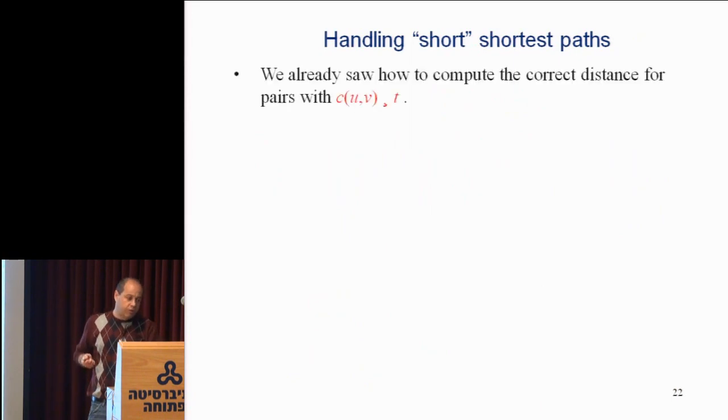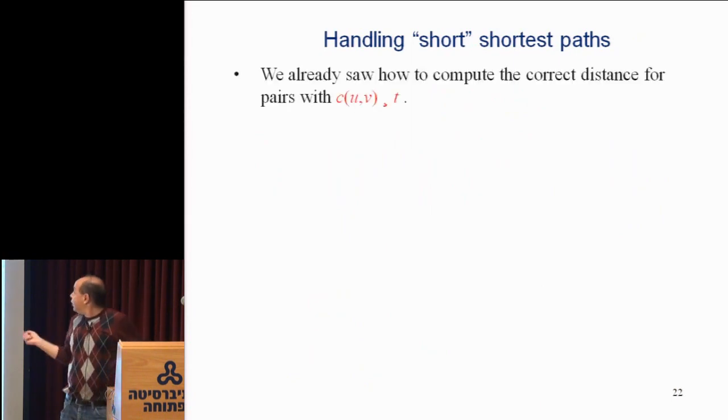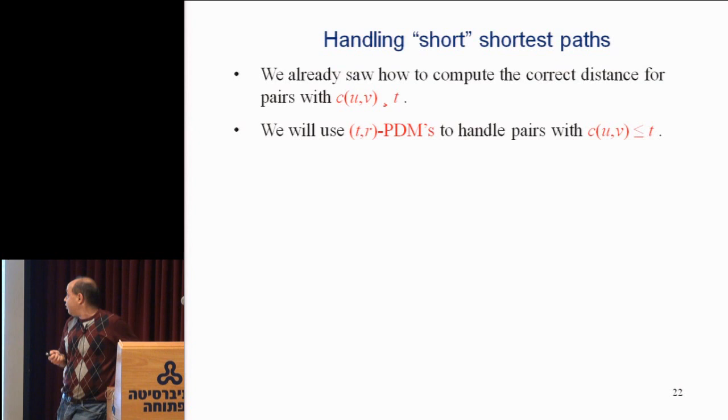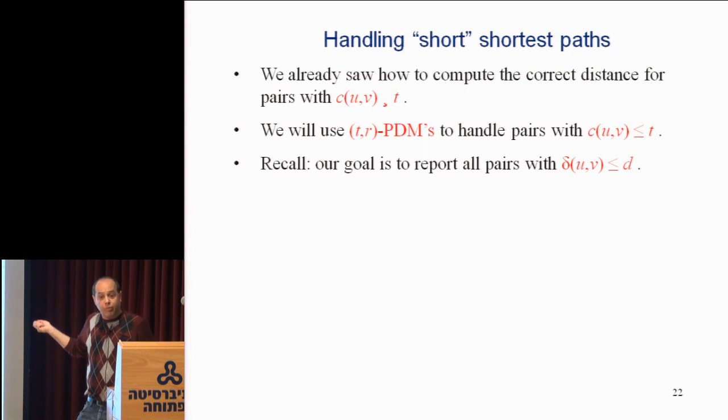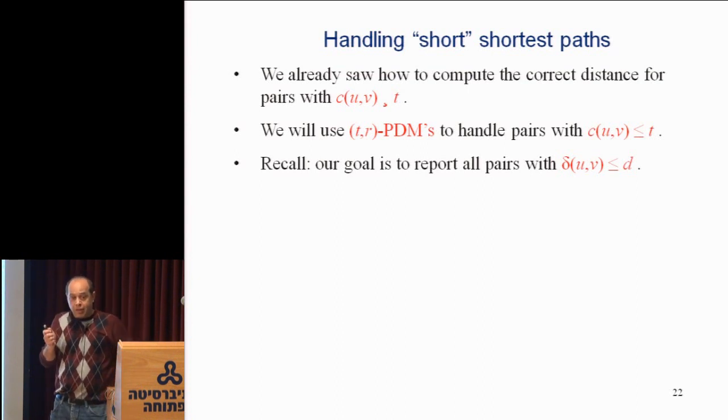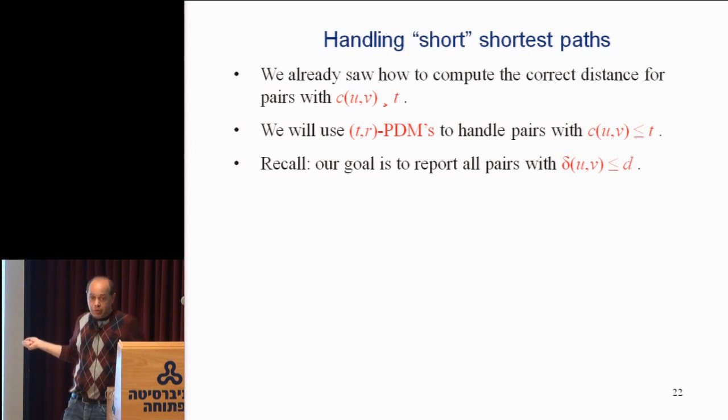Okay, so this was partial distance matrices, and now let's see how we glue it all together. We already saw how to take care of all pairs where CUV is large, at least T. And now we want to use partial distance matrices to handle all pairs where CUV is small. And remember, our ultimate goal is to really cut off the value of the entries inside this P, because large entries are problematic. And remember, we want to solve threshold all pairs shortest path. I don't really want to compute exactly the distance. I just want to report all pairs whose distance is not above my threshold D.